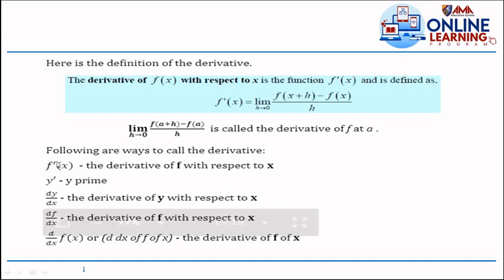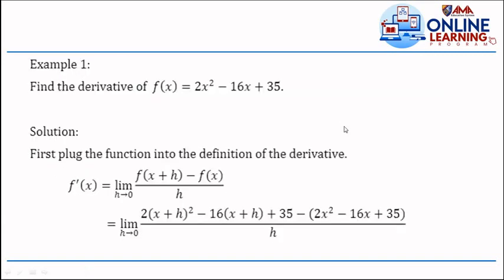So if you see f double prime, that means that is your second derivative. Okay? y double prime, that's your second derivative. Okay? And we call this your higher derivative. y triple prime, if triple prime, that is a higher derivative already. Okay? But for this time, we're going to discuss only the first derivative.